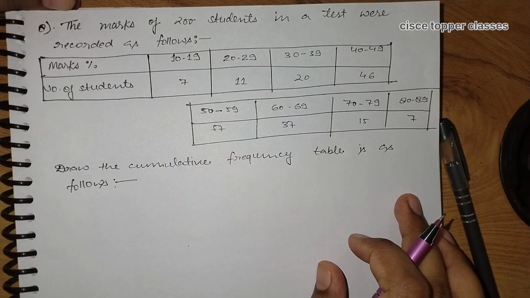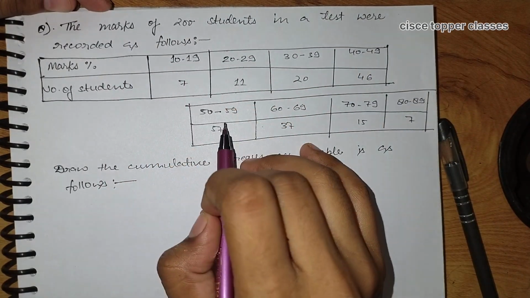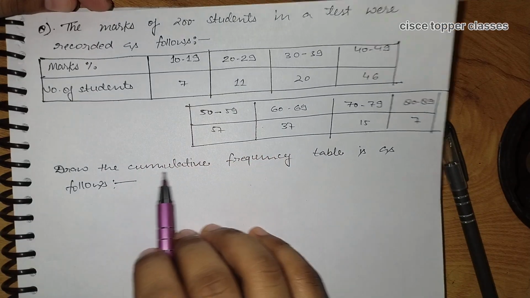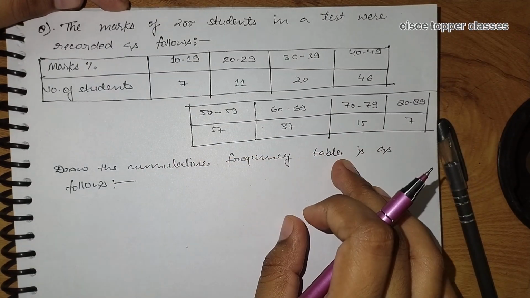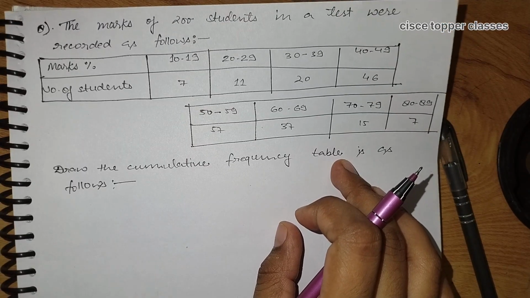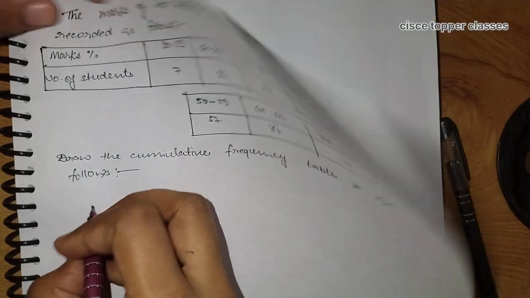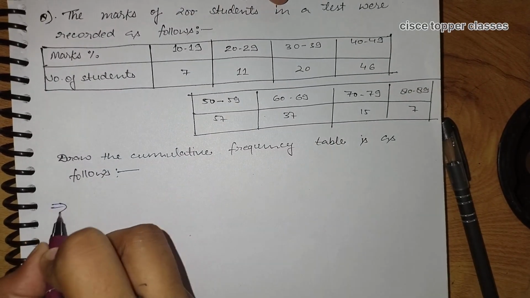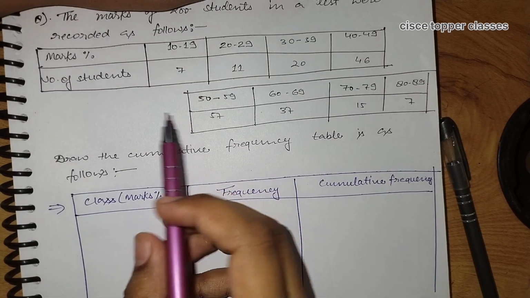Now let us solve here question number 8. The marks of 200 students in a test were recorded as follows here. So we have to draw the cumulative frequency table. Cumulative frequency we know is the sum of all the frequencies side by side, means the previous sum of all the frequencies which is given in the table. So here we are going to draw the cumulative frequency table. So let us start solving here.